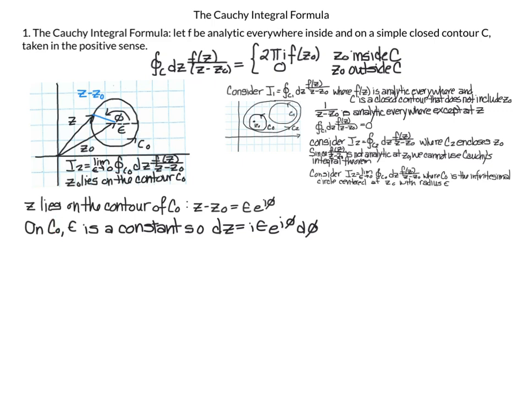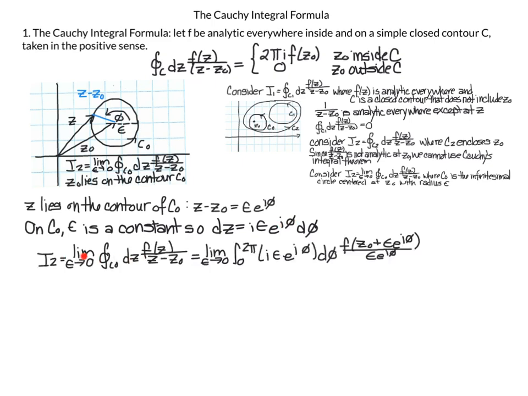Now, since on the curve C0, epsilon is constant, I can add z naught to both sides, but when I take dz, the constant z naught is going to go to 0. So dz is equal to the derivative with respect to phi. I'm going to carry my i, so I have my epsilon, it's a constant, so it sticks around, e to the i phi d phi.